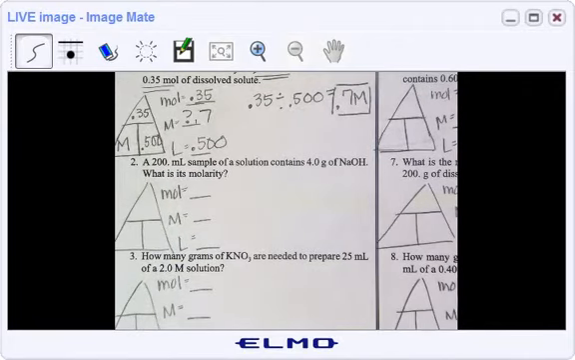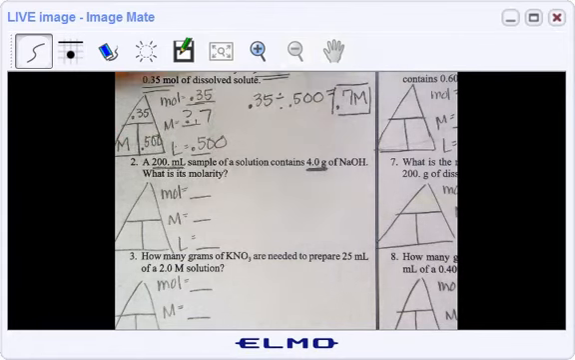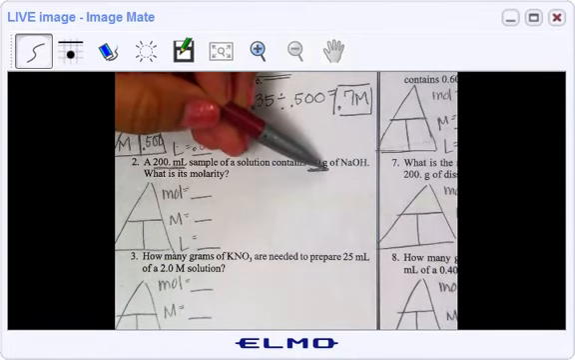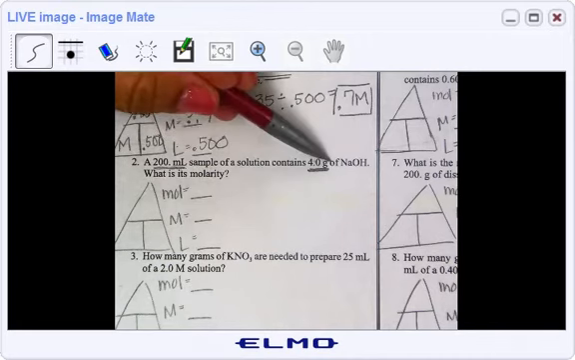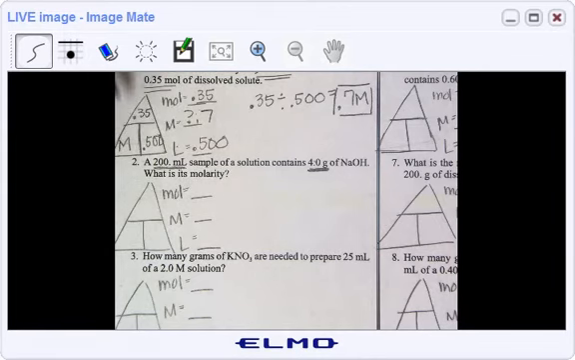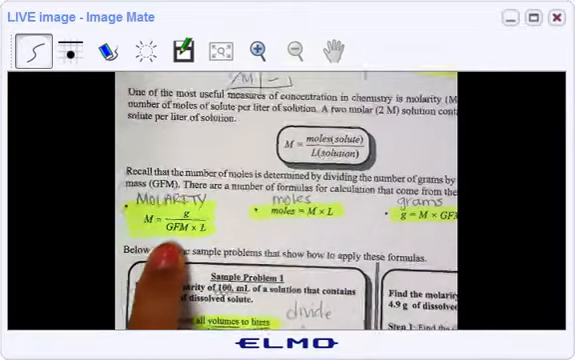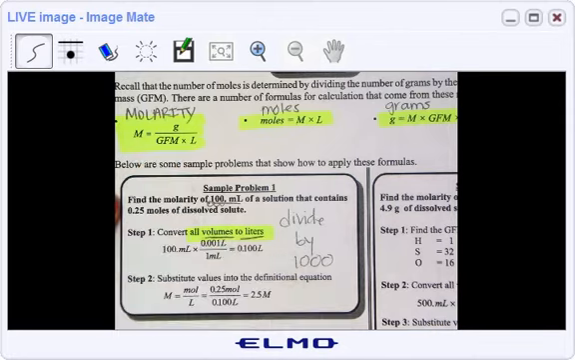Number 2, this one's a little bit different. I'm going to underline my numbers. This one's different. It'll be our first one when it's giving us grams. Okay, it says a 200 milliliter sample of a solution contains 4 grams of NaOH. What is the molarity? It asked us for the molarity on number 1 as well, but it didn't give us any grams. So this was the simple triangle. When it gives us grams, that's when we can turn to the front and calculate the molarity in this fashion. This is also sample problem number 2.